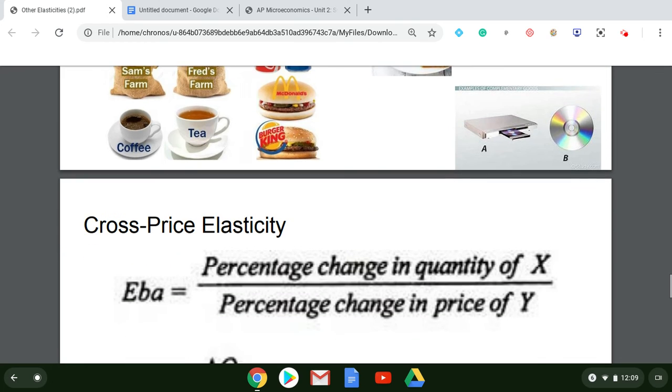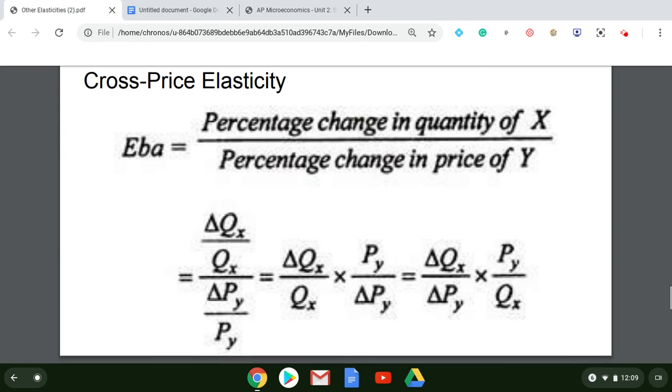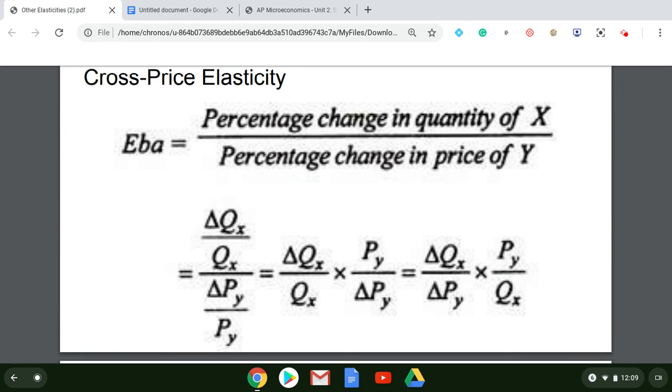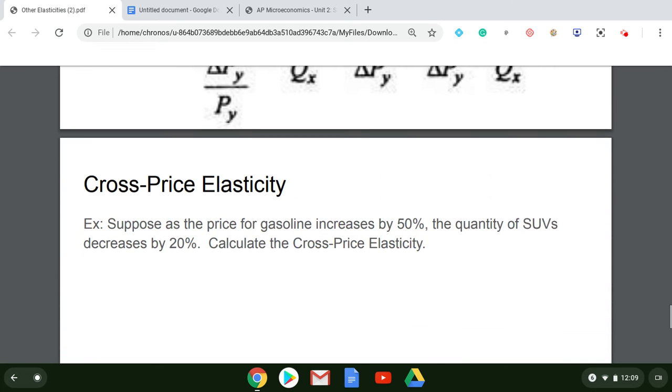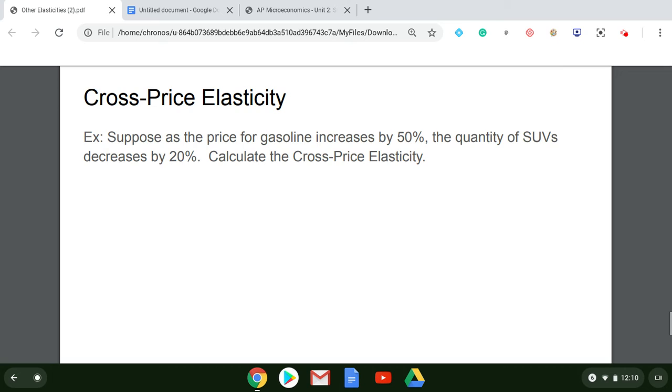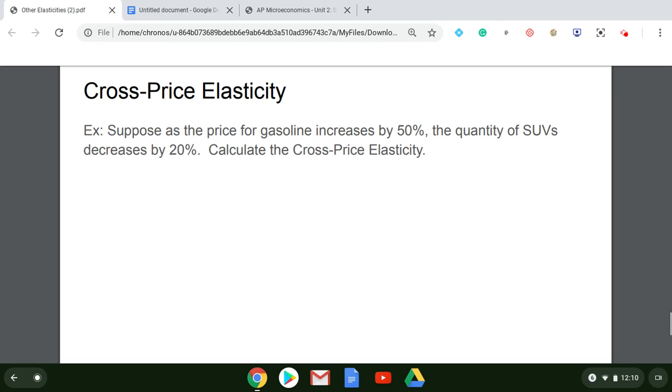Let's go into this calculation. Be very careful here. Cross price elasticity is the percent change of quantity of good X over the percent change of price of good Y. So the change in quantity of one good over the change in price of another good, and we compare from there. Let's look at an example before we go into what these calculations look like.